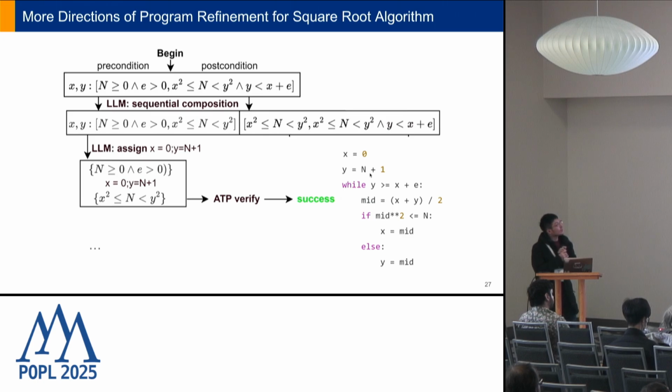We can also use another direction of refinement to build the square root algorithm with the binary search algorithm. We set the lower bound and the upper bound x and y, first assign the lower bound and upper bound, then gradually decrease the distance between x and y, and finally achieve the guard condition.